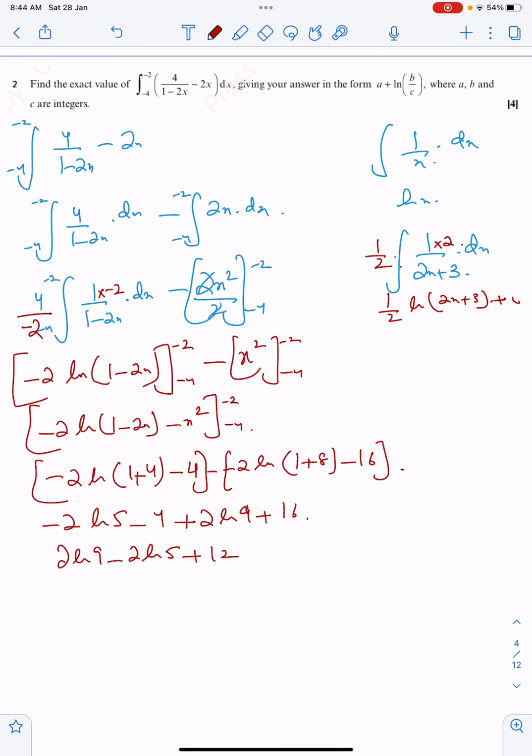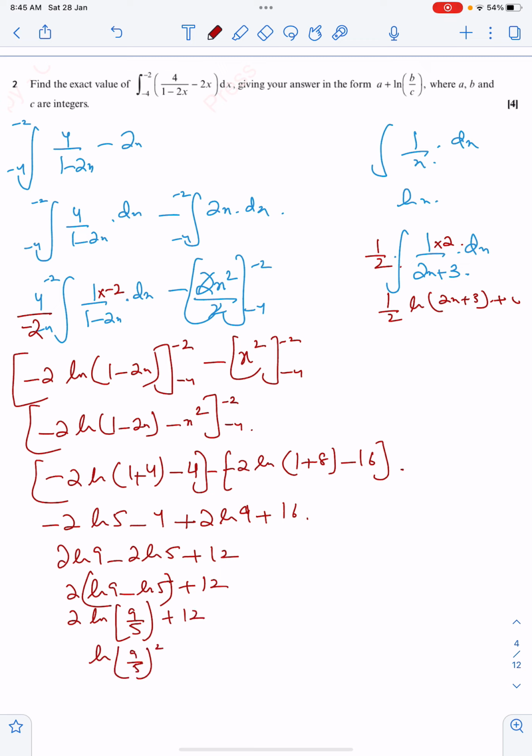Okay, so if I take out 2 as common, I'll be left with ln 9 minus ln 5 plus 12. I can apply the quotient law here because they have the same base, which is e, so you can divide them, plus 12. Now this 2 is going to become the power, 9 upon 5 the whole square plus 12. It's 81 upon 25 plus 12. This is the final answer to this question.